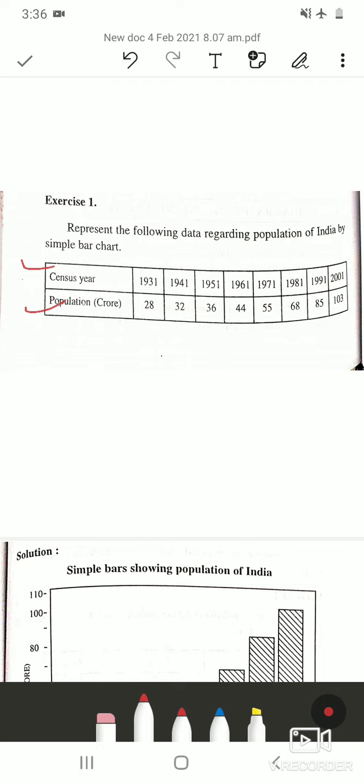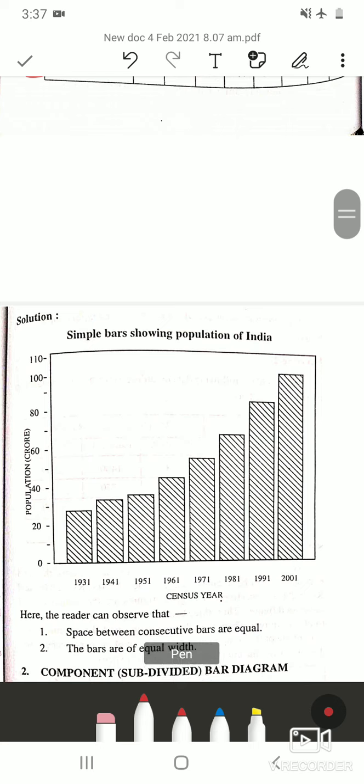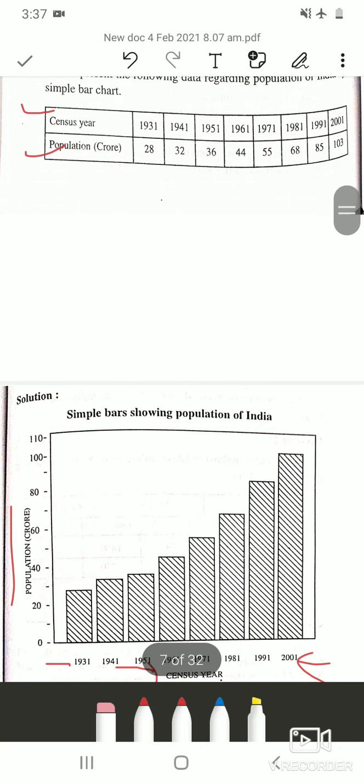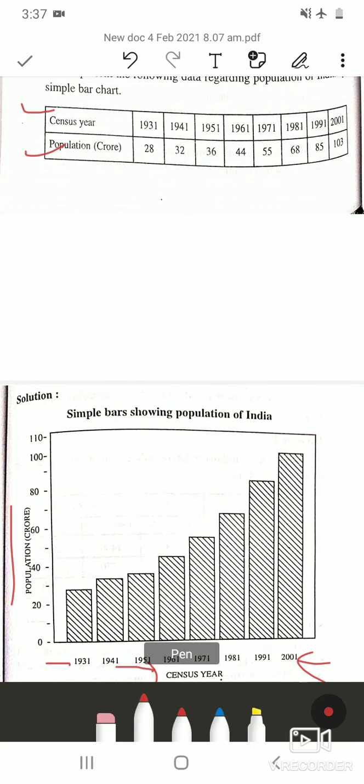So what we have to do is, first along the x-axis take the year. They have given the census year from 1931 till 2001, and along y-axis it is population in terms of crores. You can take the scale of your choice. Here 0.5 centimeter shows 10 crores. So it is 10, 20, 30, 40, 50, 60, 70, 80, 90, 100 and 110. So you can see the distance between the consecutive bars is the same.